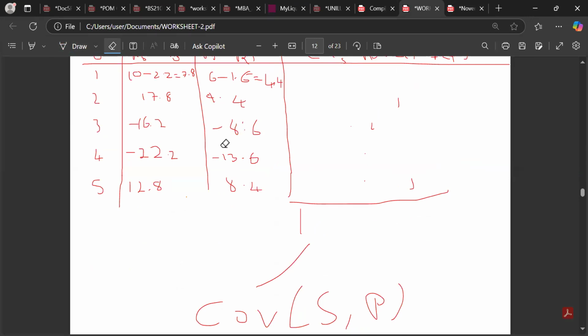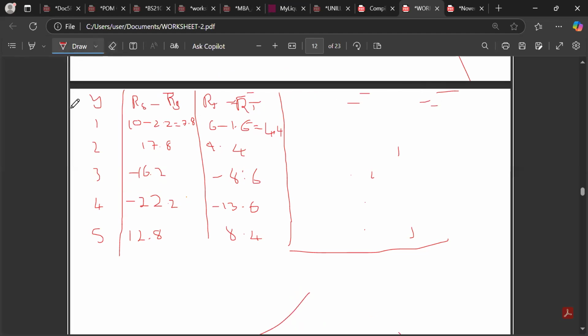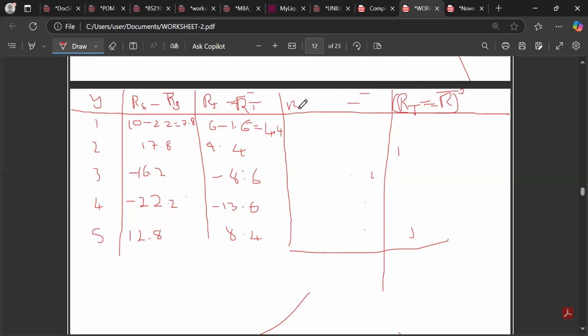Now we need to find the product between this and this. Our products here. Before I get to that, just create space in advance for the other things that we need. Sorry about that. So I'll create an extra column just for us to note down the variance. So this will be our RT minus RT bar squared. This will be RS minus RS bar times RT minus RT bar.